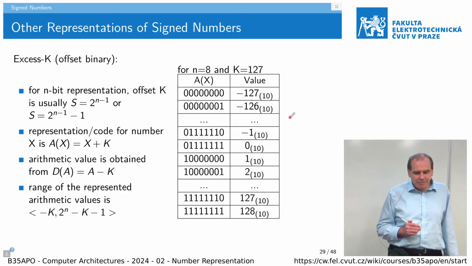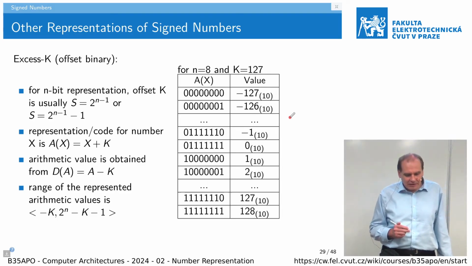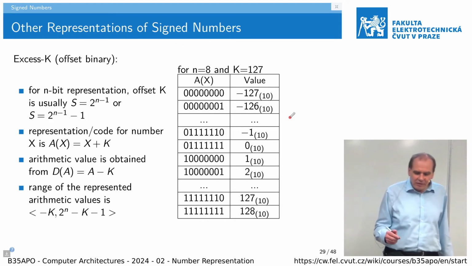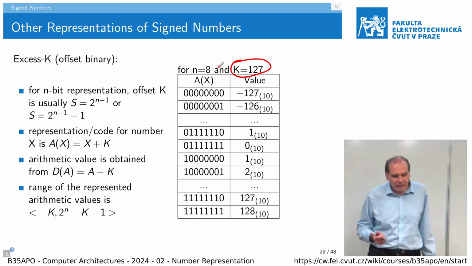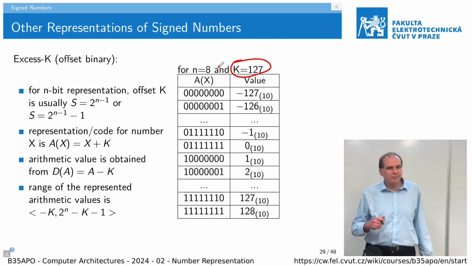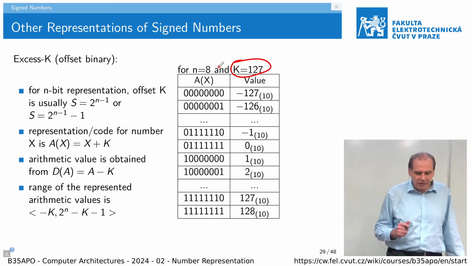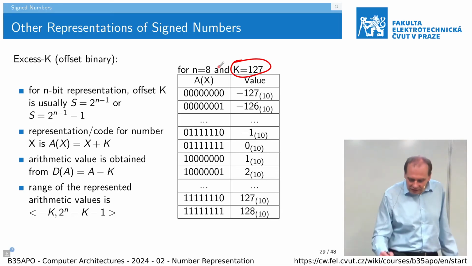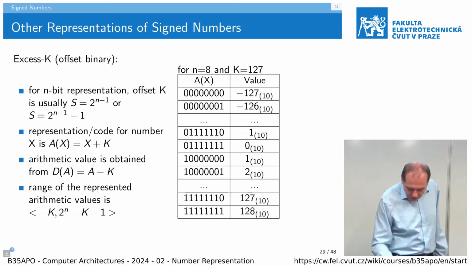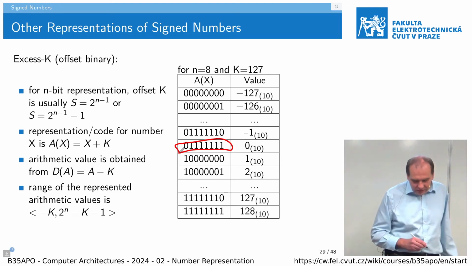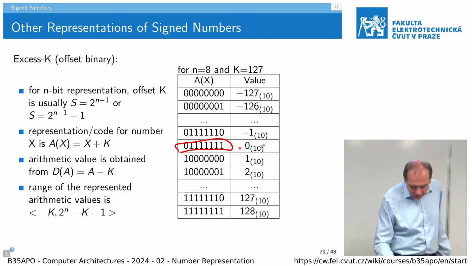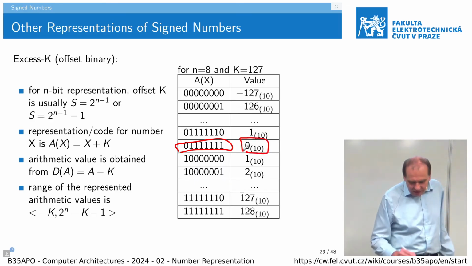There are even some other signed number representations. One is the simple excess k representation. In such a case, we take the arithmetic value and add some offset and get a result value which is stored as the representation. So in this case, the stored value 127 represents the arithmetic value 0.